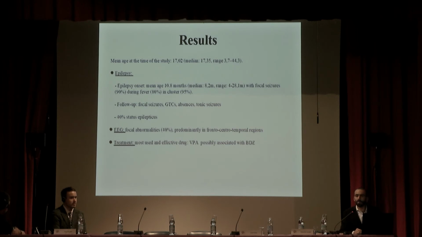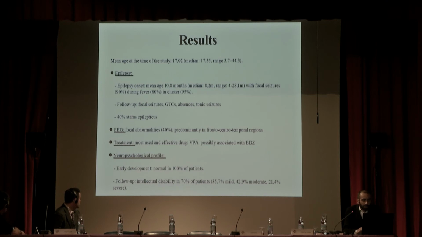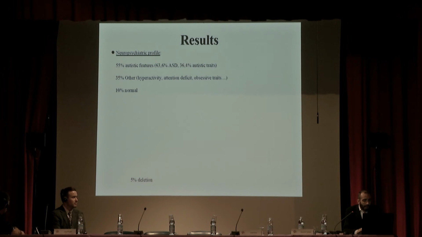From the point of view of treatment, we did not carry out a specific statistically significant effectiveness analysis, but observed that most of the patients were treated with valproate with benzodiazepine in association, which was considered as effective by clinicians. From a neuropsychological point of view, the development was normal in all patients before onset of seizures. In the follow-up, we observed that 70% of patients have intellectual disability from mild to moderate.